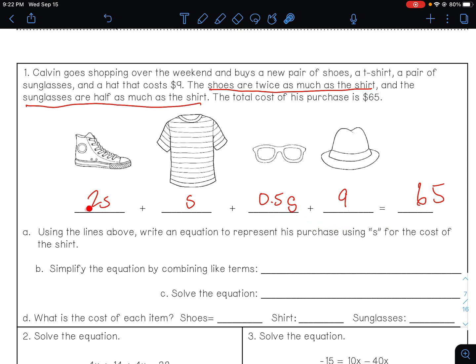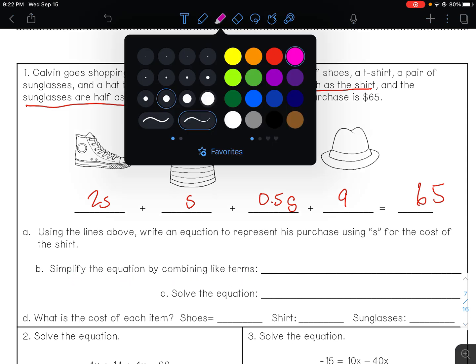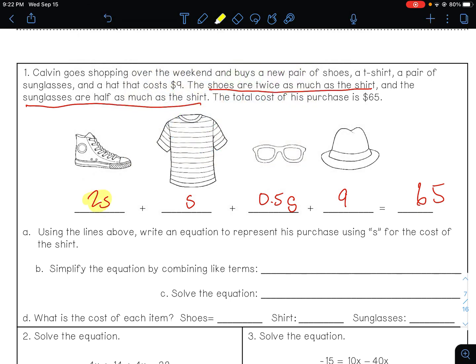Now, we don't know what S equals, but we can figure out the cost of everything once we solve this equation. So we want to simplify the equation by combining the like terms. What are my like terms? My like terms are the 2S plus S. I'm going to include the S. And remember, if you want to think about it, it's 1S. And then what else is a like term with that? 0.5S. So 2 plus 1 plus 0.5 is 3.5S.